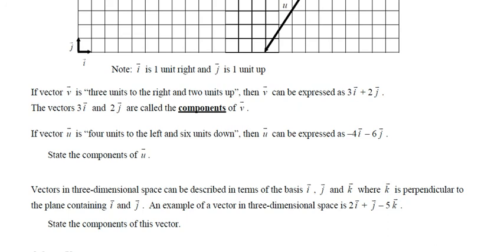The vector u is 4 units to the left and 6 units down. Then u can be expressed as negative 4i minus 6j. State the components of u. So, what are the components of u? Minus 4i, and minus 6j.